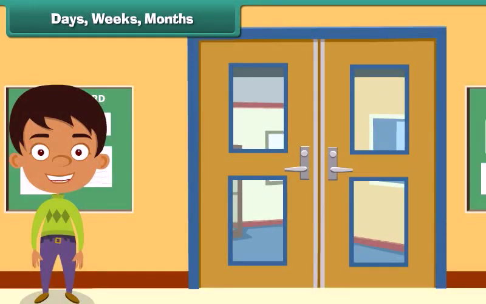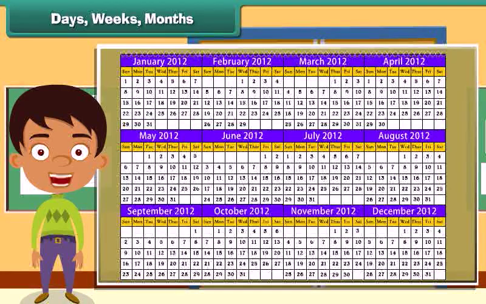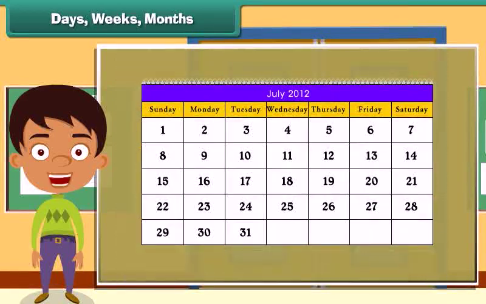Days, weeks, months. Time is not measured only by hours, minutes, and seconds, but also in days, weeks, and months. There are 7 days in a week: Sunday, Monday, Tuesday, Wednesday, Thursday, Friday, and Saturday.